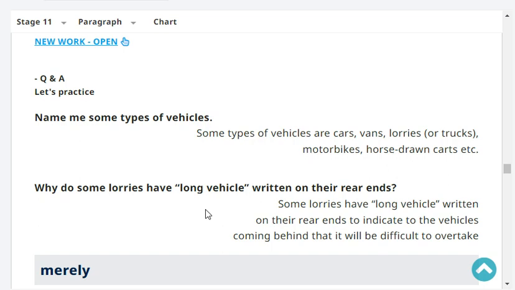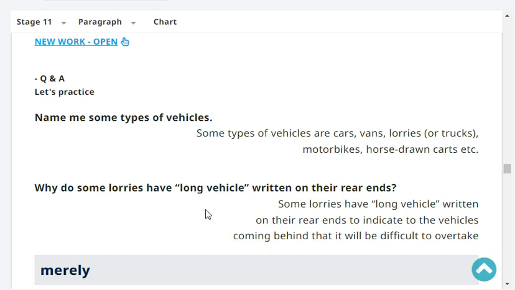Name me some types of vehicles, please. Some types of vehicles are cars, vans, lorries, motorbikes, horse-drawn carts, etc. Very good.